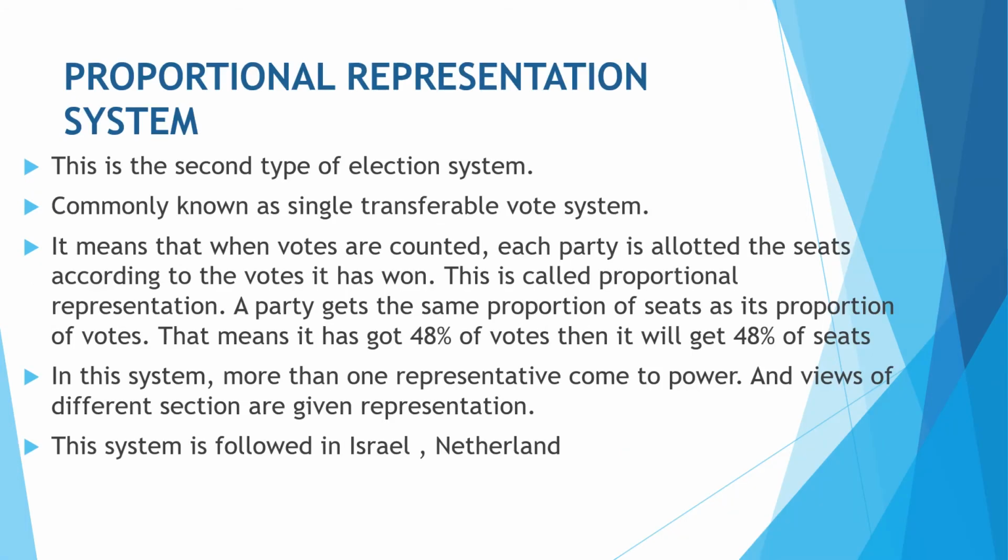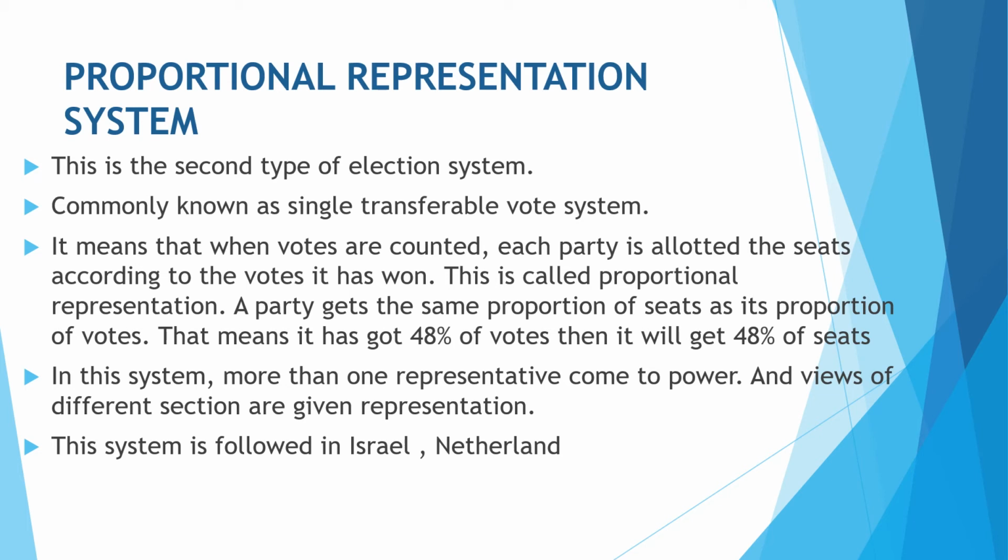The second electoral system is the proportional representation system. It is commonly known as the single transferable vote system. According to it, a party gets the same proportion of seats as its proportion of votes. For example, I'll use a very small example for it. Listen carefully. There are 10 seats in a parliament, and there are three parties competing against each other for these 10 seats.